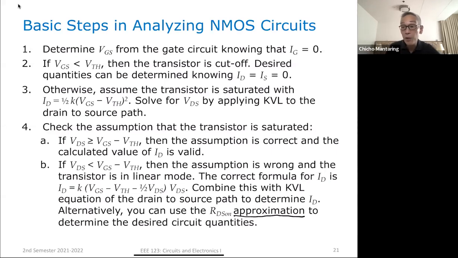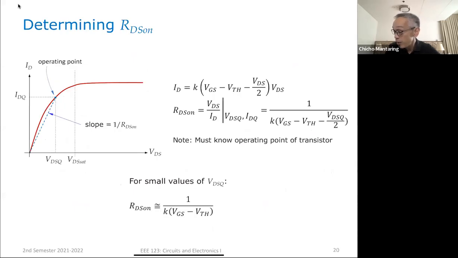Okay. So you remember our RDS on approximation. For small values of VDS, we can approximate RDS on to be equal to 1 over K multiplied by VGS minus VTH, where RDS on is the slope of this particular line. The problem with the RDS on approximation is depending on where you are in the curve, the slope of this line slightly changes. That's why it's just an approximation.